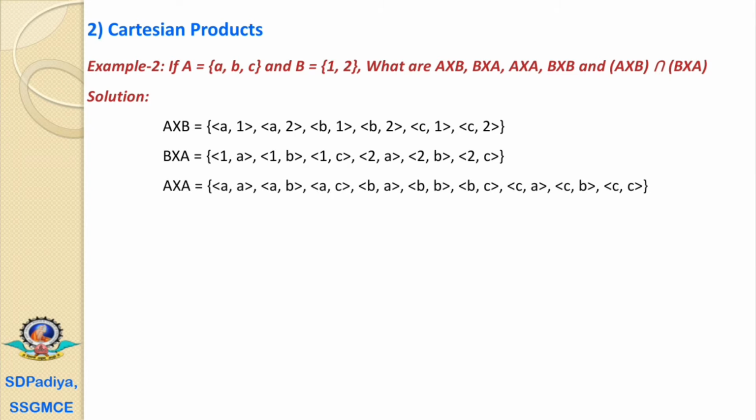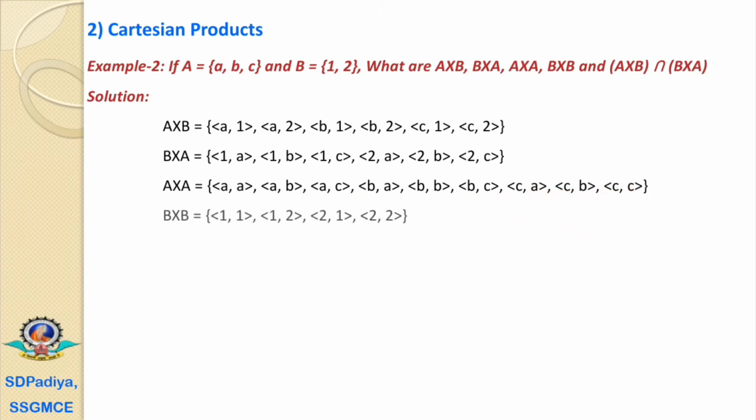Cartesian product of A and A, all the possible combinations between the elements of A, that is A comma A, A comma B, A comma C, then B comma A, B comma B, B comma C, and last three, the C comma A, C comma B and C comma C.